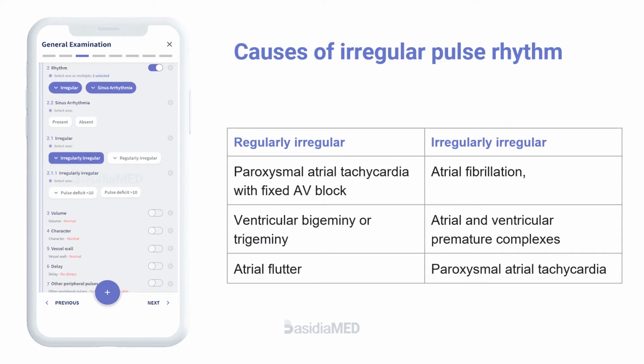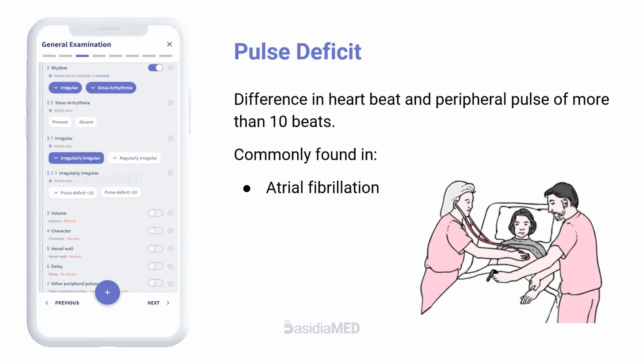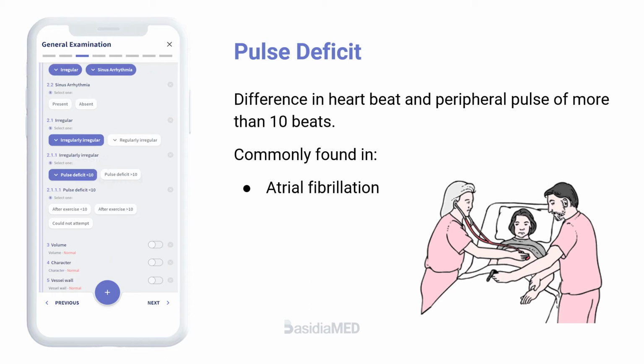Irregularly irregular rhythm is noted in atrial fibrillation and paroxysmal atrial tachycardia with varying degree of block. Pulse deficit. The pulse deficit is the difference between heartbeats and pulsations at the periphery and is determined by simultaneous palpation at the radial artery and auscultation of the heart apex. More detail to follow in the upcoming videos.